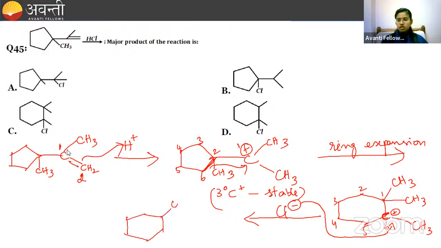6-membered ring with the 2 CH3 at carbon number 1 and 1 CH3 at carbon number 6 and 1 Cl at carbon number 6. So this is the final product and it is given in option C. So option C is the correct answer for this question. I hope it is clear. So moving on to the next.